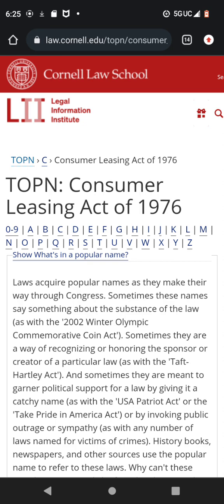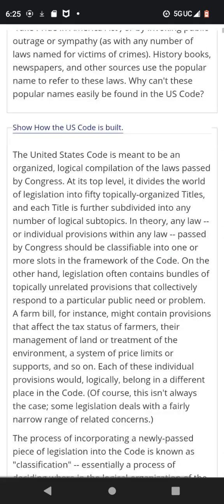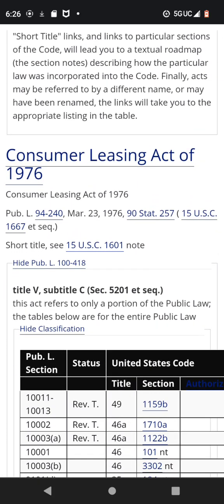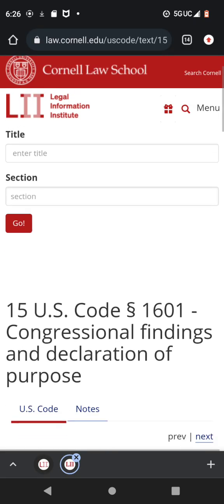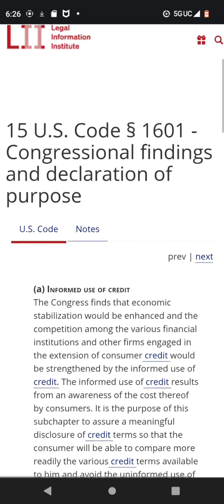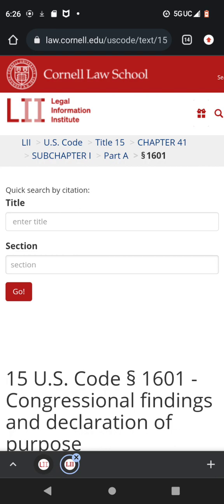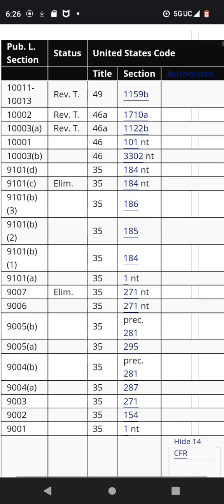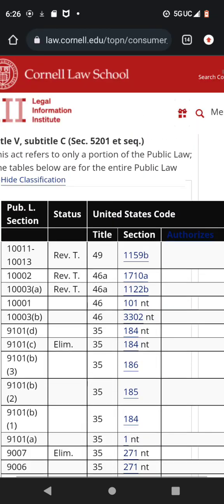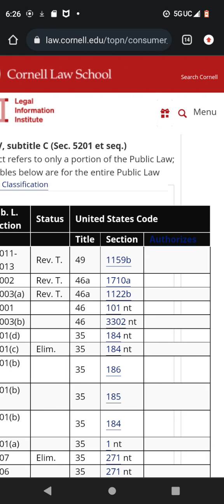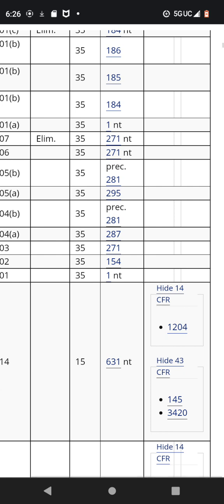So just another example, like I said, I would go to my TOPN, and this is just for consumer lease, and I just punch something up. So your short title, I'm going to hit it there just so you guys can see. This is your short title, which is under Truth in Lending. I'm just going to back it up. But as I stated, when you go to here, you would just scroll through. So these are your titles, your sections, and then your authorizations are going to be, as you see, your CFR.